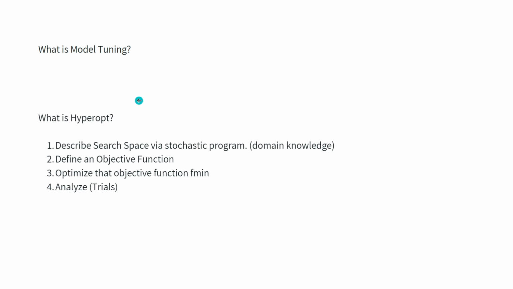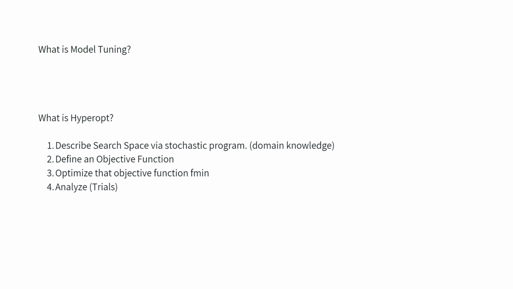What is Hyperopt? Well, Hyperopt is a Python library for serial and parallel hyperparameter optimization, and it uses Bayesian reasoning to find the best hyperparameters. I'm not going to dive into the algorithm, but we are going to be exploring the library and how to use it for this hyperparameter optimization process. Now, what are the steps involved in this process?